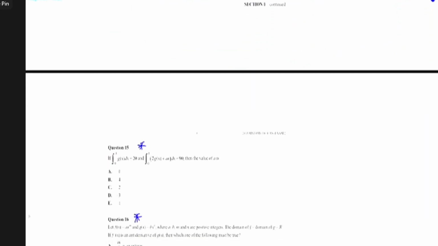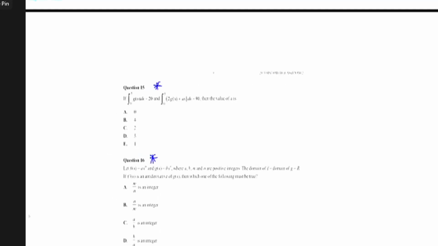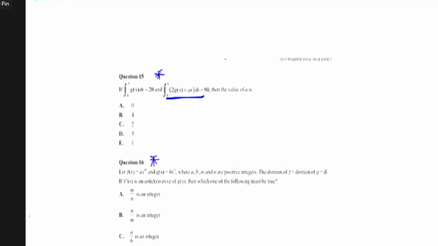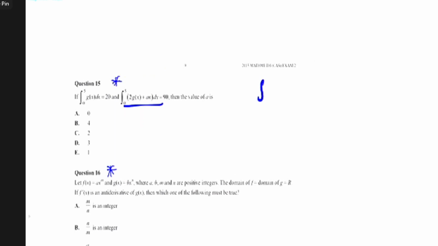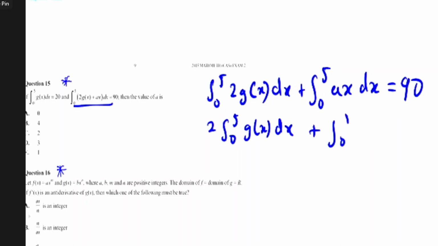So next question, question 15. Here you have to use the properties of integrals. So let's first of all rewrite this, splitting it up. So this is 2 times g of x dx plus 0 to 5 ax dx, and this whole thing is equal to 90. So here we can write this as 2 times 0 to 5 integration of gx dx plus, again, the same thing.